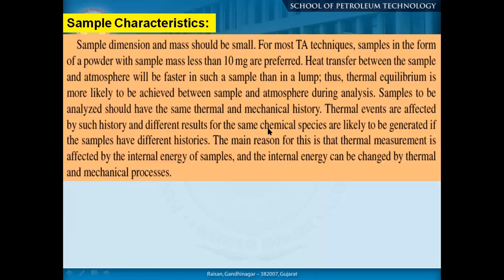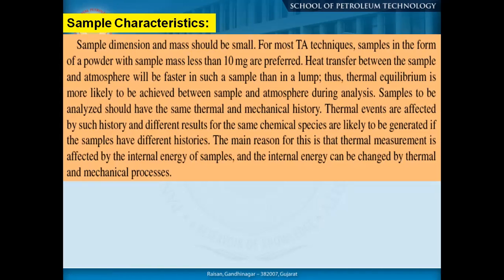Now, how do the sample characteristics affect your thermal analysis? Sample dimension and mass should be very small, so that it can accommodate the heat, and the heat should be homogeneous throughout the sample. So in the form of powder, with a sample mass of less than 10 milligram, are preferred. So you take a very minimal sample of 10 milligram or even less.